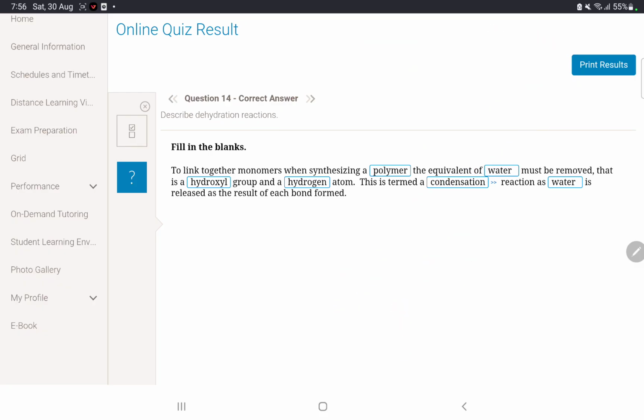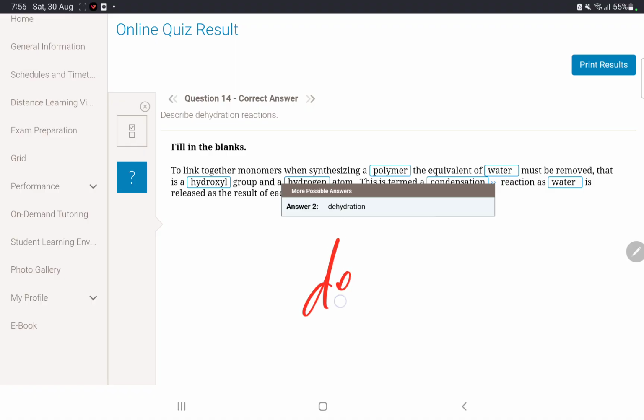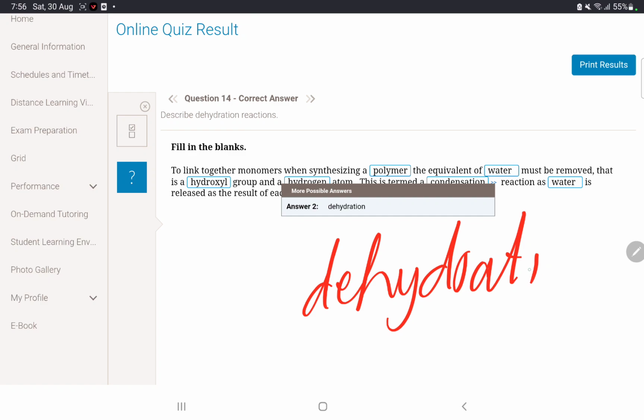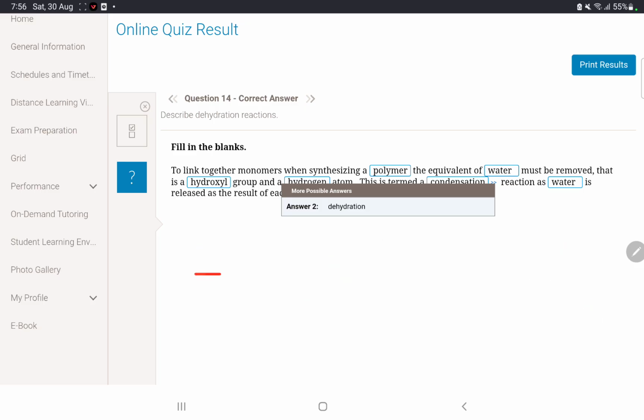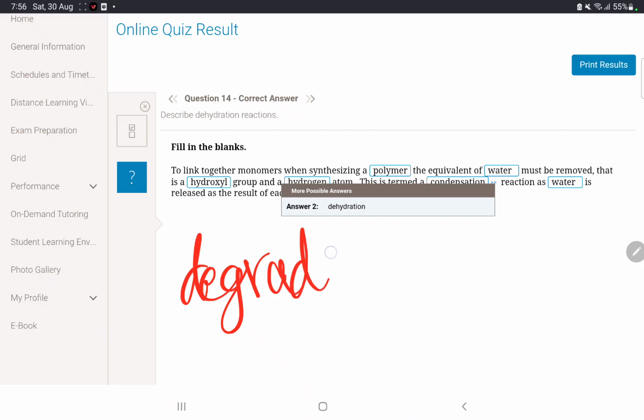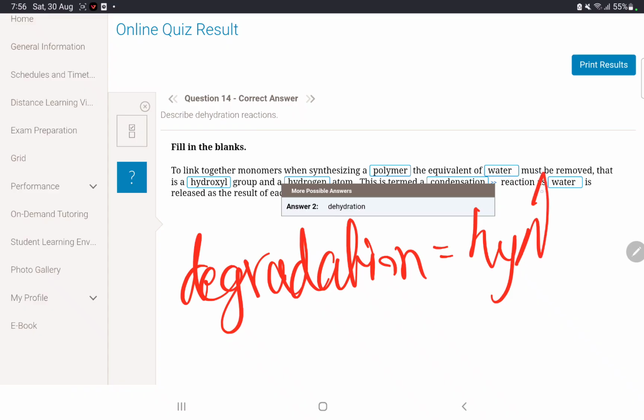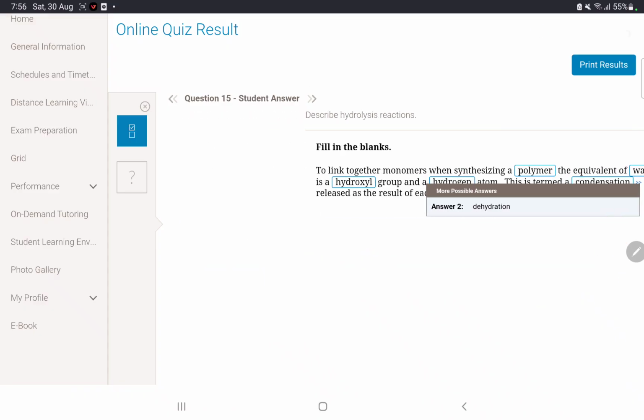This is termed a condensation reaction, as water is released as the result of each bond formed. Okay? Please, guys, remember condensation reaction. It's called a condensation reaction. What is the other thing that you could say? Okay. The other name is dehydration. Okay? So dehydration equals condensation. Same thing. Okay? Just like how degradation equals hydrolysis.